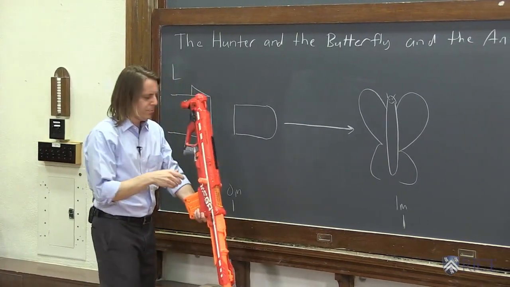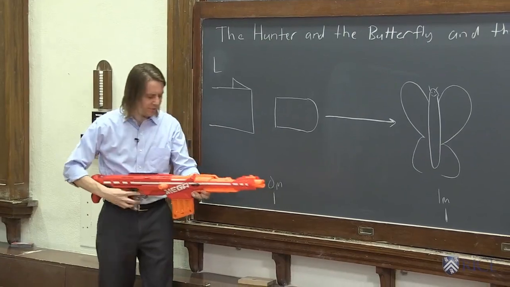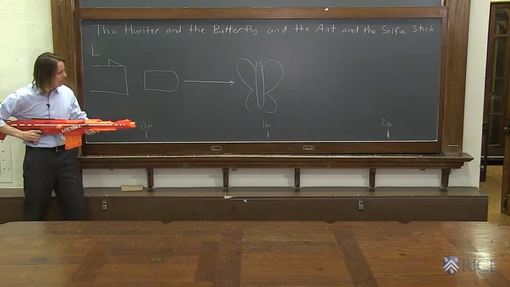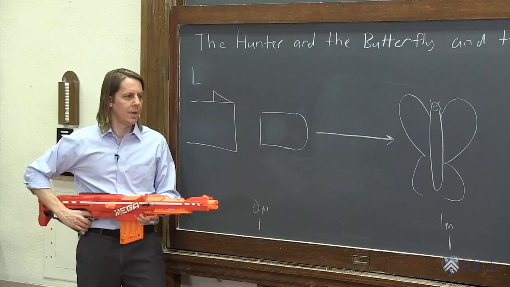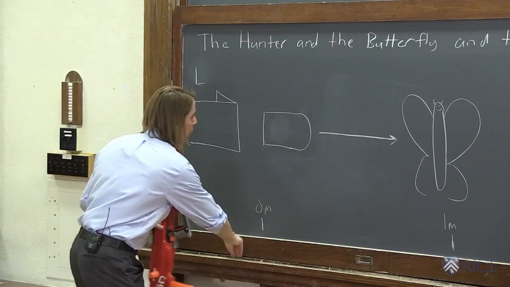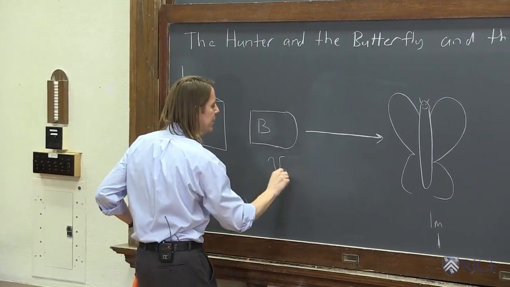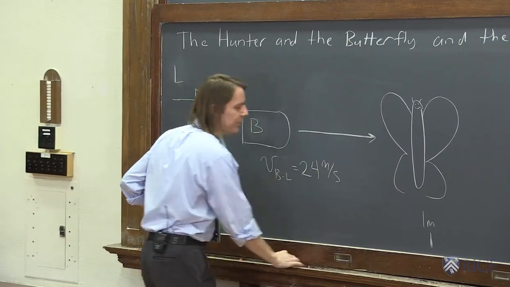Let's measure Vera's muzzle velocity, since this is about relative frames of motion. Let's see, so I've marked out a couple of meters here, and 24 meters per second. So we also have a bullet frame, and the velocity of the bullet in the lab frame is 24 meters per second.